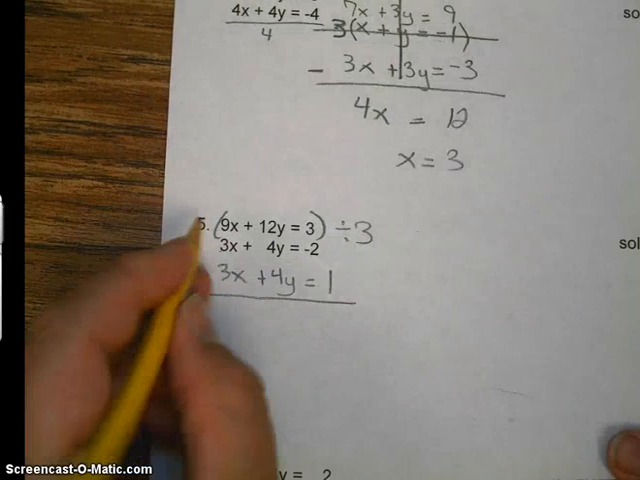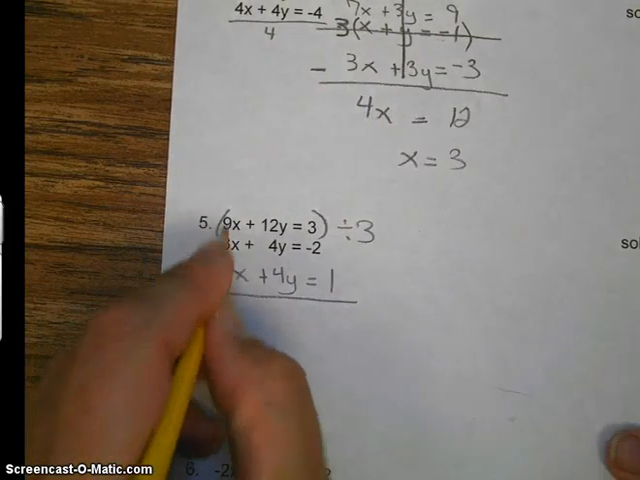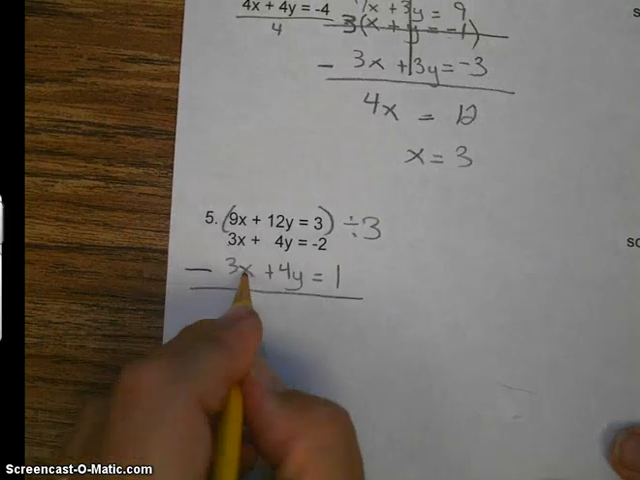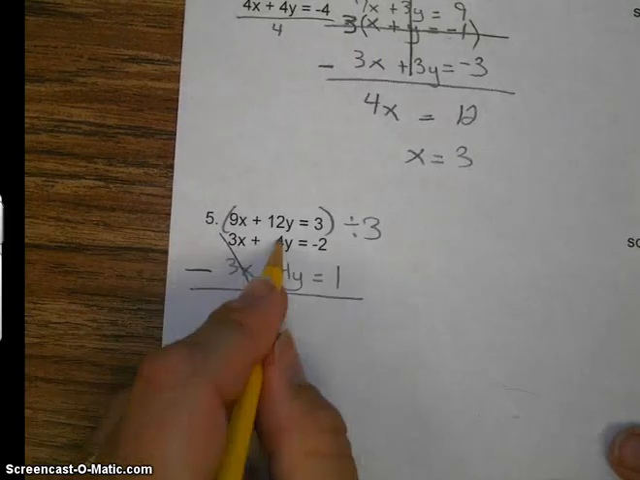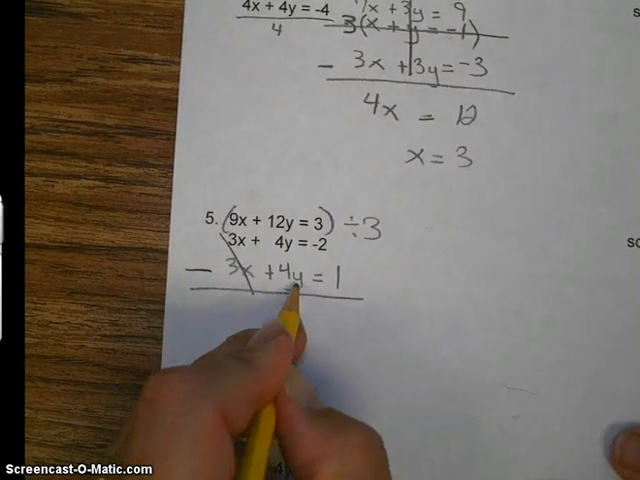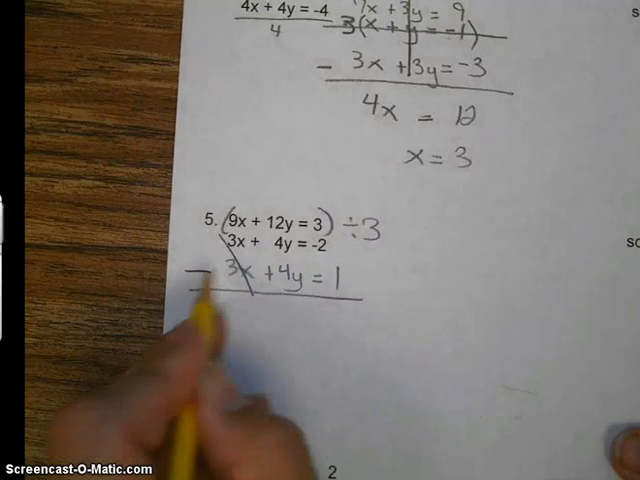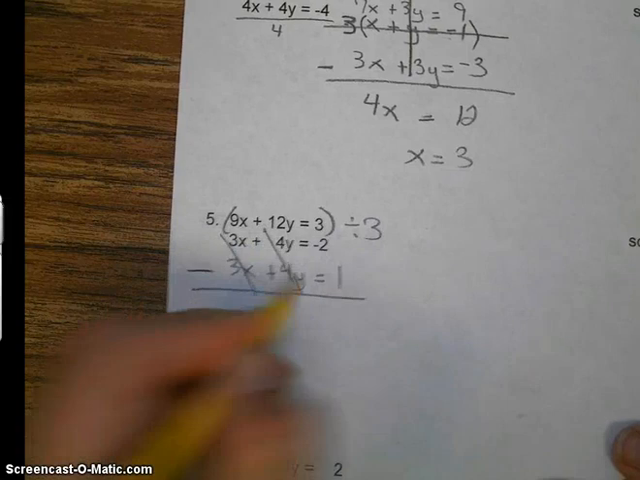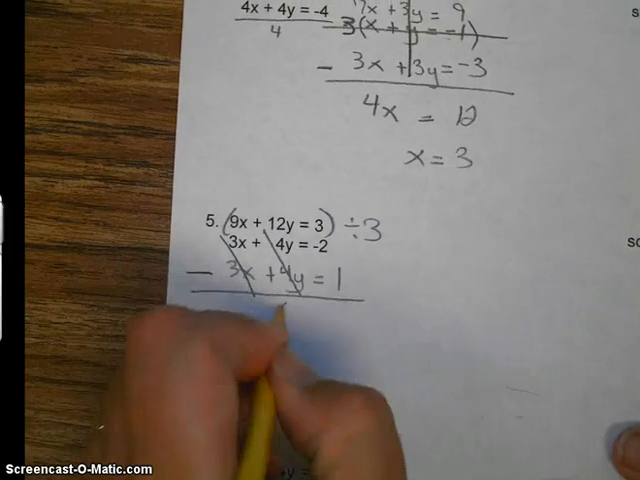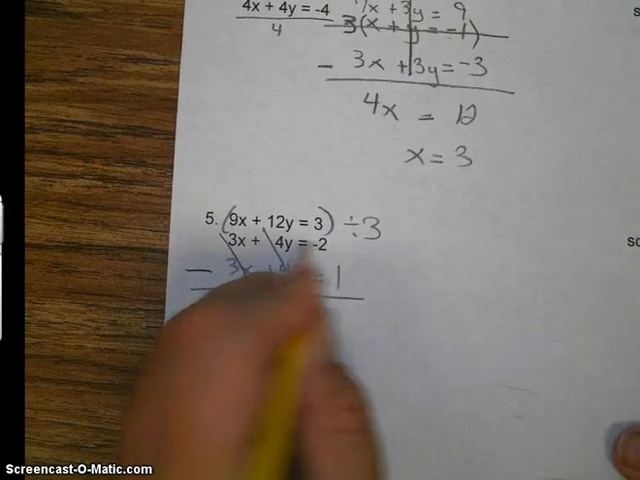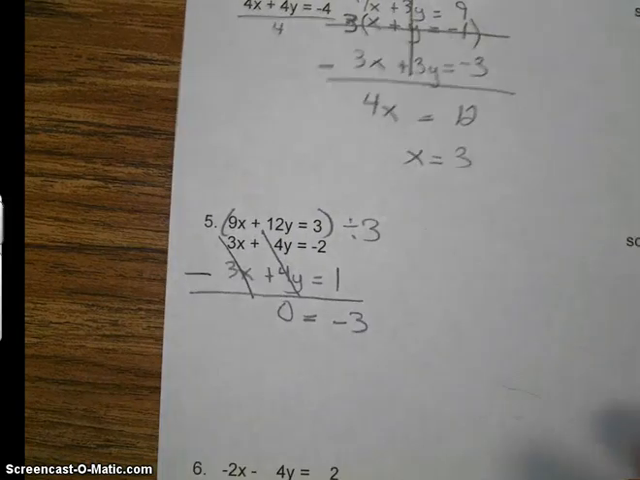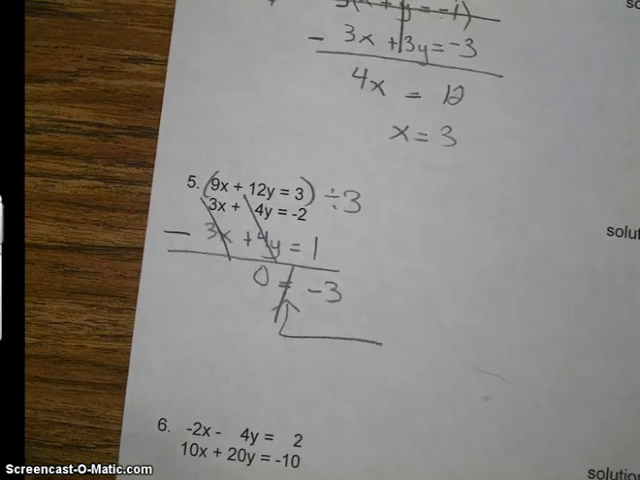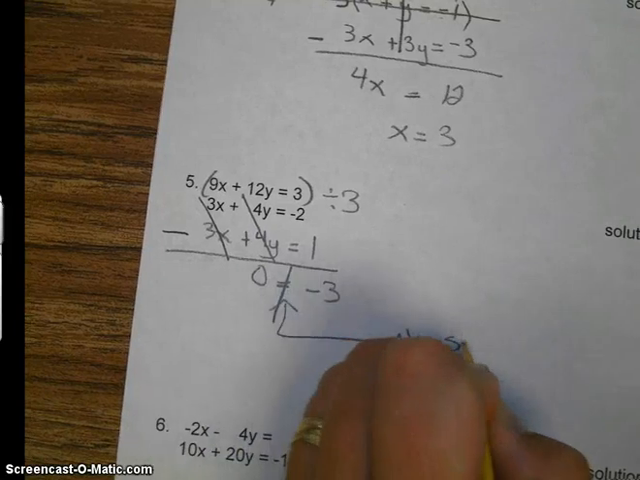Now, continuing on. So let's say I want to cancel out my x. Subtract. So 3 minus 3, boom. 4 minus, oh boy. Yeah, look at here. That happens sometimes. That leaves us with 0, -2 minus 1, -3. Okay, this means, and it's not true, it means no solution.